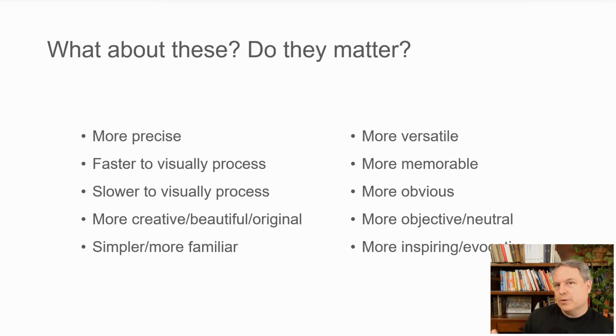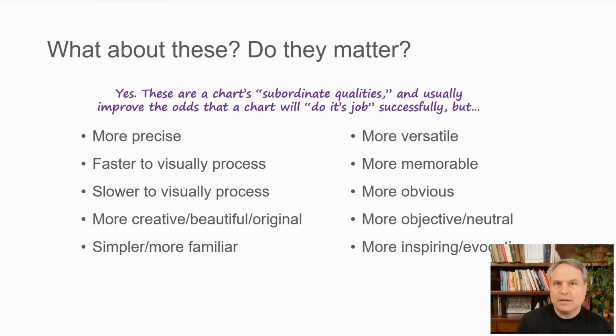So if that's what I consider to be a good chart, what about these other definitions, right? Do they matter? Yeah. I mean, it still matters how precise a chart is or how quickly it can be visually processed or how memorable it is. But I call these subordinate qualities. These are qualities that a chart can have that increase its odds of doing its job, right?